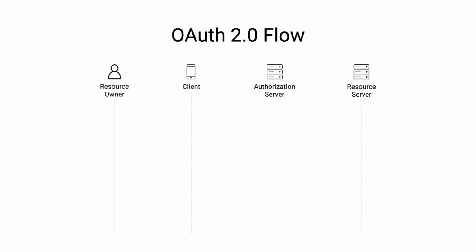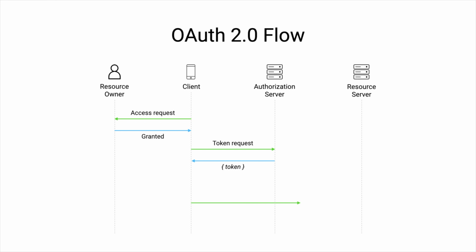The OAuth protocol involves four actors: the resource owner, the client, the authorization server, and the resource server. Without going into technical details, here's how the protocol works. First, the client, which is a third-party application or server, sends an access request to the resource owner, which is the user. The client will then query the authorization server, which in turn will respond with an access token. And once the token is acquired, the client is finally able to retrieve the protected resources by querying the resource server.